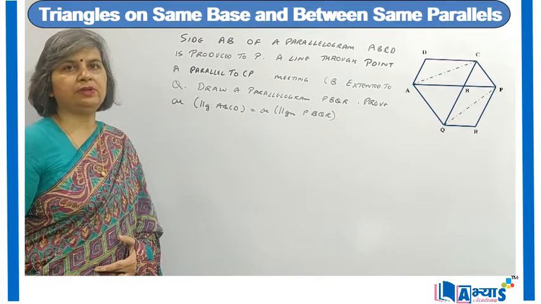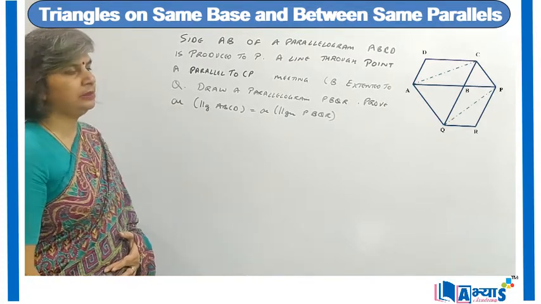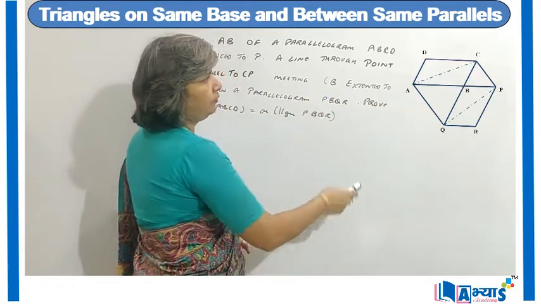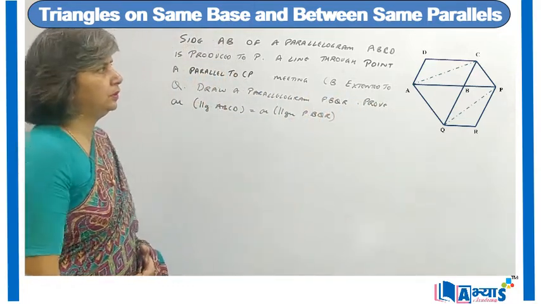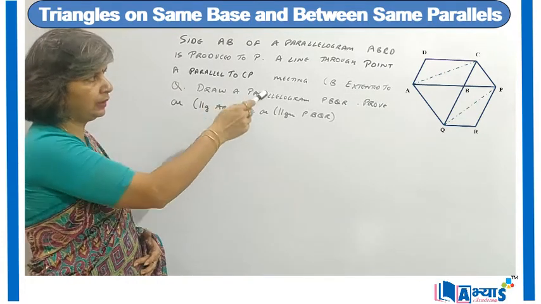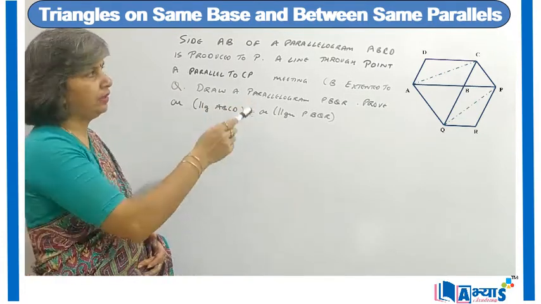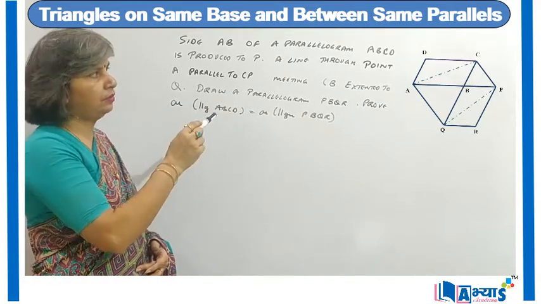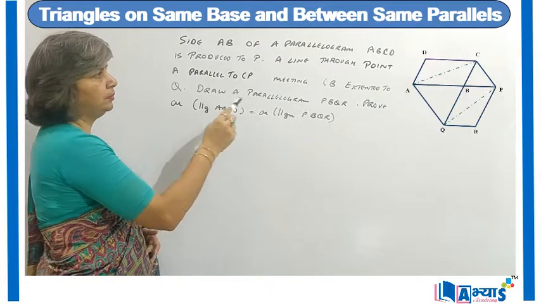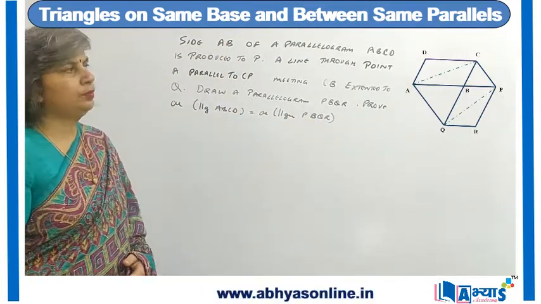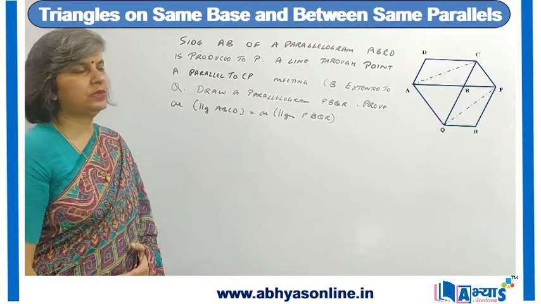As you can see in the figure, we have a parallelogram ABCD and the side AB is extended to point P, and then we have joined CP. Through point A we have drawn a line parallel to CP and we have extended CB, and they are meeting at point Q. Then we have tried to complete the parallelogram PBQR, and now we have to prove that the areas of these two parallelograms are equal.